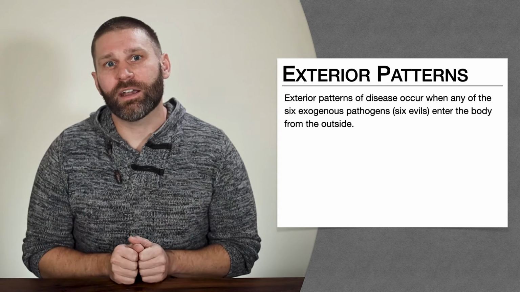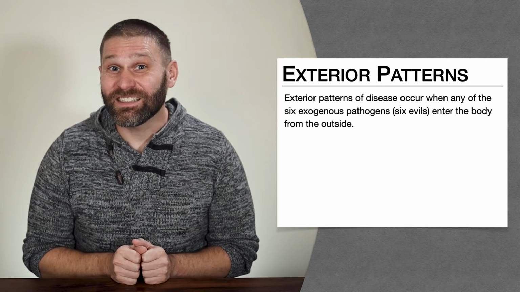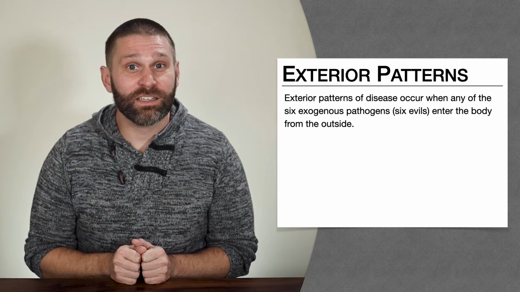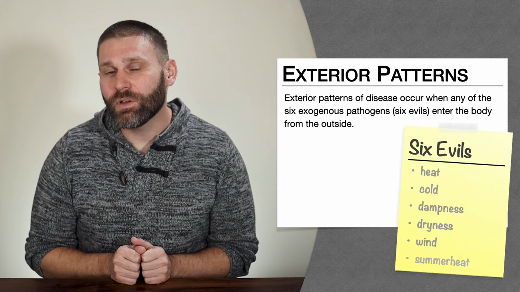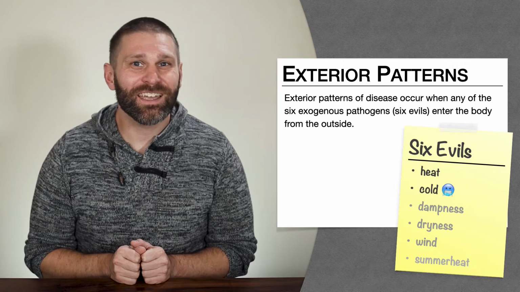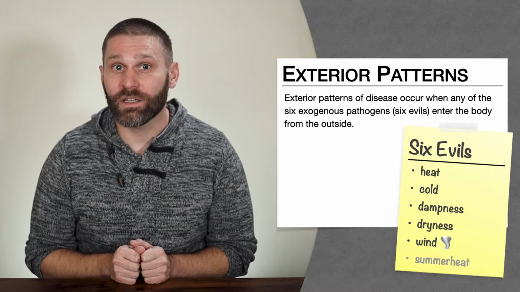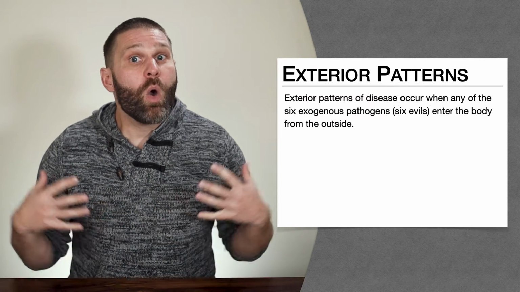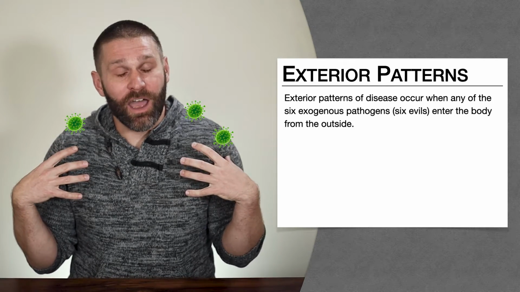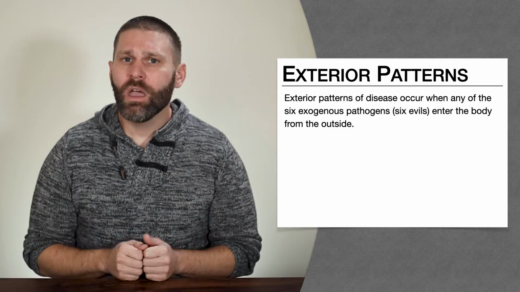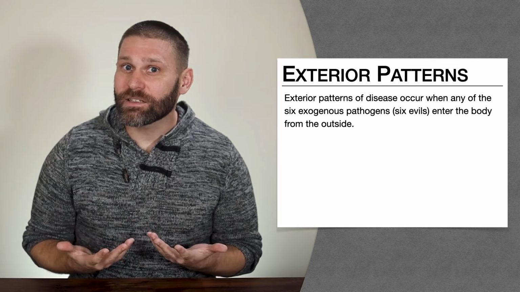So exterior patterns occur when any of the 6 exogenous pathogens, or 6 evils, enter the body from the outside. When we say 6 evils, we mean heat, cold, dampness, dryness, wind, and summer heat. So one or more of these pathogens attack the body from the outside, and they are now on the exterior. So how do we know if this is an exterior pattern?